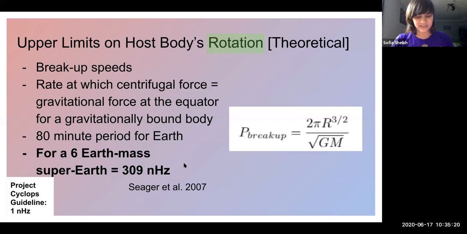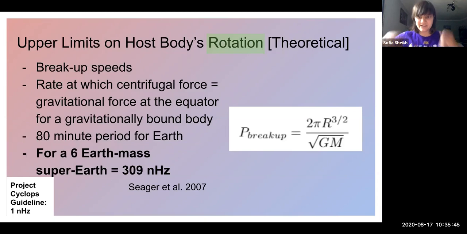So then I started thinking, well, what's the fastest a planet can spin? Because that would be a great upper limit. We can say no planet can be spinning faster than this, so that could be our upper limit on rotation. And the physics behind this gets very complicated once you start taking into account actual materials, but you can do kind of a rough approximation by looking at the breakup speed.